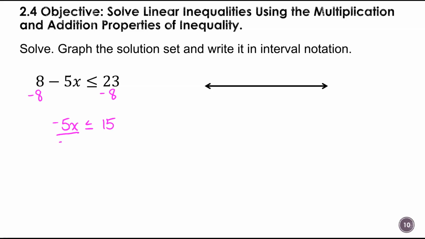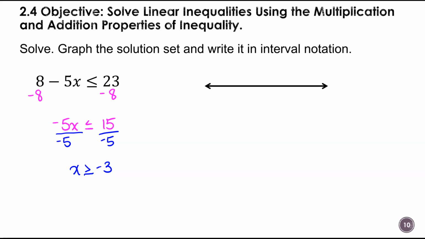And then we divide. Notice that we're dividing by negative 5. So because we divided by a negative, we reverse the inequality. Right now it's less than or equal to, and we reverse it to greater than or equal to negative 3. And so there's our solution set. And then we're going to graph that solution set, and we're also going to write it in interval notation.